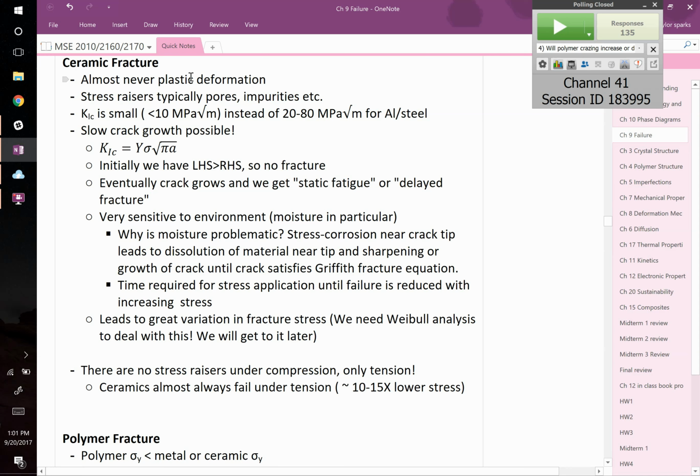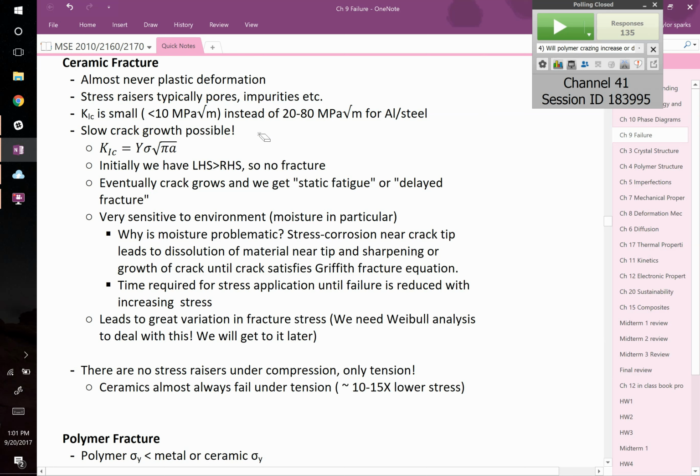The stress raisers are typically pores or impurities. And because these things can't accommodate any plastic deformation, they tend to have really low fracture toughness values, the lowest of pretty much everything. Some polymers are lower, right? So when we say low, what's a low value? Well, they're typically less than 10 megapascal root meters.